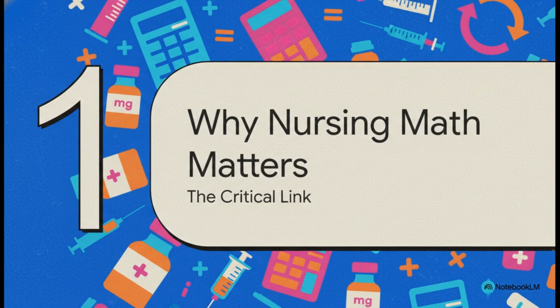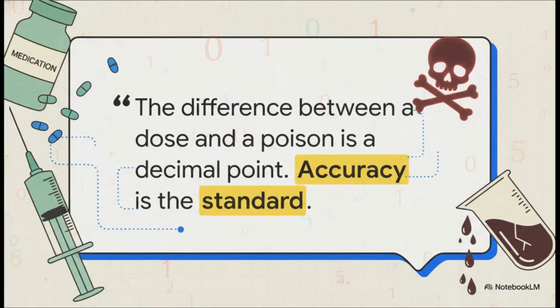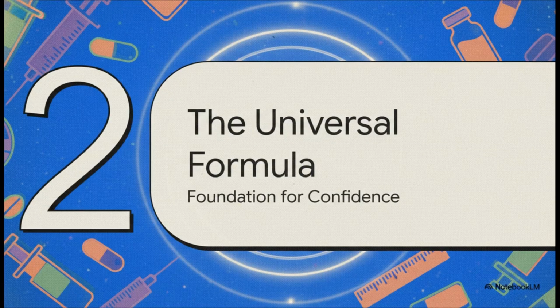And I'll give you a hint. This isn't about passing an exam. It's about being that critical link that ensures your patient's safety. Wow, this slide really says it all, doesn't it? One little slip of a decimal point can literally turn a life-saving medication into a poison. This is why, in the real world, accuracy isn't just a goal we're trying to reach, it is the standard. It's the only way. So how do we make sure we hit that standard every single time?